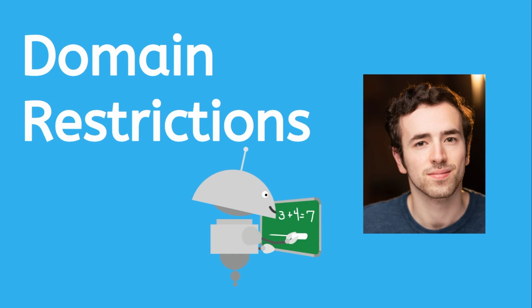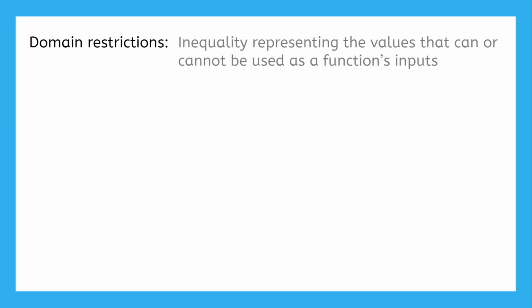Previously, we learned what a function is, and we learned what domain and range look like on a graph. In this video, we're going to be finding the domain of functions algebraically instead of graphically. When calculating domain algebraically, we find what is known as a domain restriction. These are just inequalities representing which values can or cannot be used as the inputs in a function.